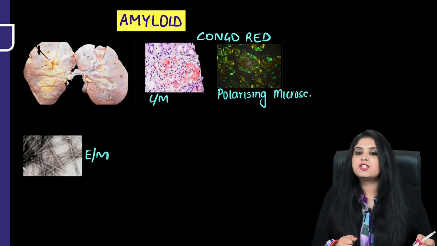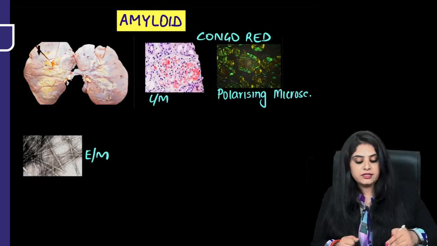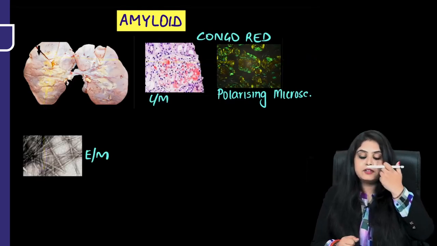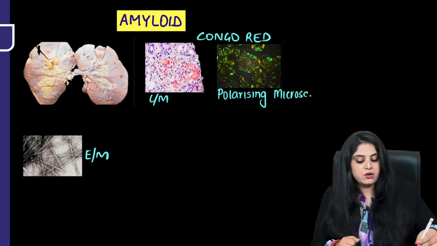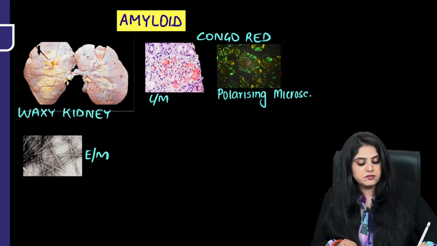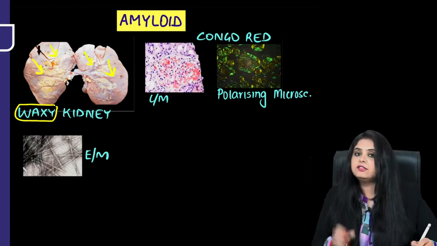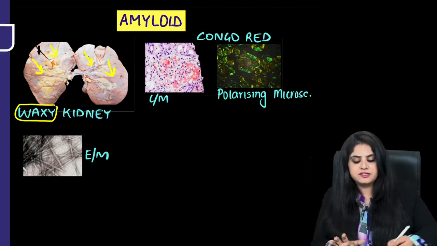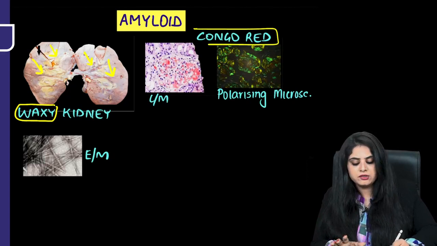And the last image of general path is amyloid. All things about amyloid in one slide that I've tried to get. So firstly, whenever amyloid gets deposited in an organ, that organ becomes very waxy. So the word waxy is always going to denote amyloid. So you can see the kidney over here has become very, very waxy. So it's amyloid. What is the stain? The very famous stain for amyloid is Congo red.